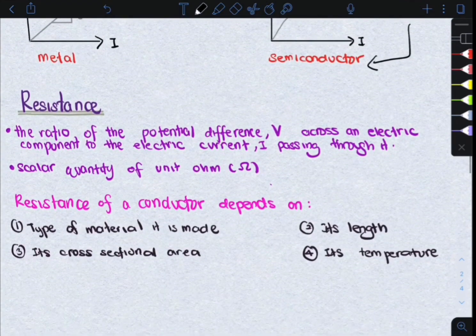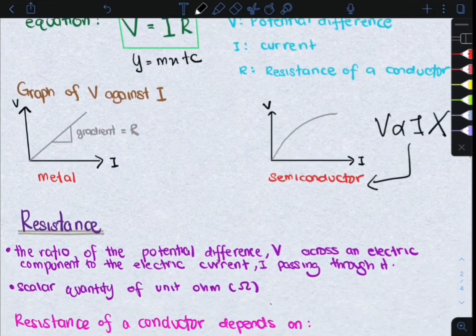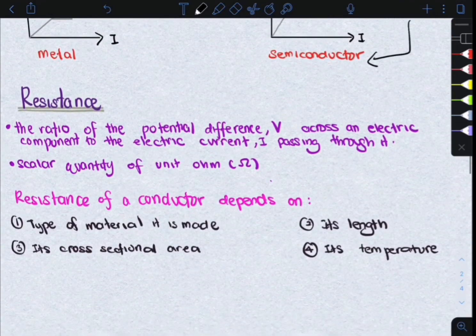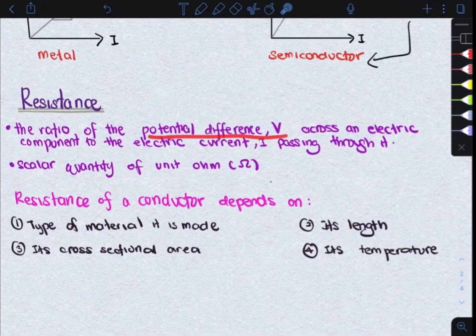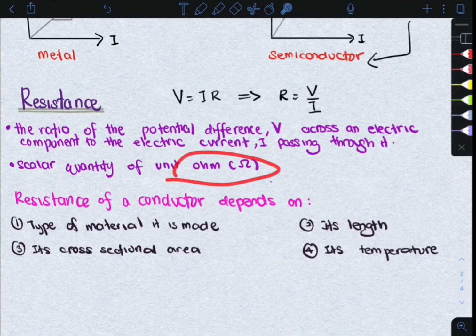Okay, next we are going to look at the term resistance that is present in the equation V is equals to IR, where resistance is the ratio of the potential difference across an electric component to the electric current I passing through it. So basically, if you rearrange the equation V is equals to IR, making R the subject, you're going to get V over I. This is what the definition is all about: the ratio of V across an electric component to the current passing through it. Resistance here is a scalar quantity with the unit of ohm.